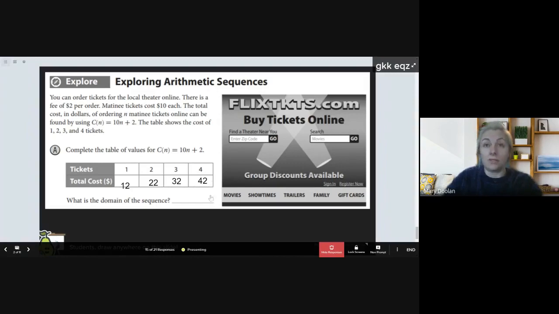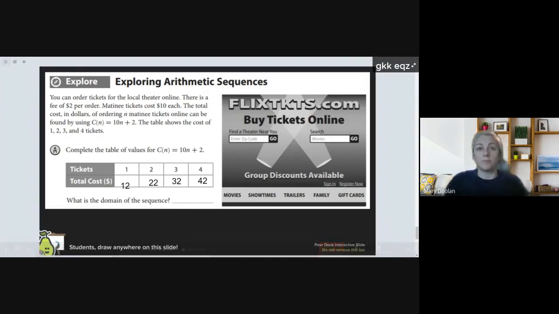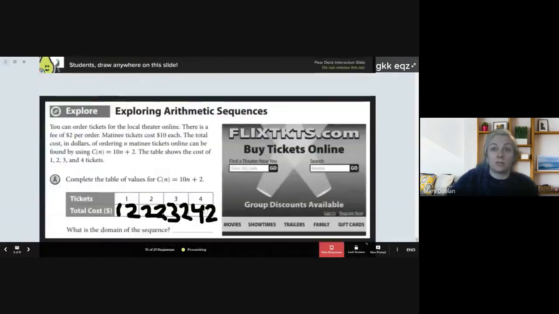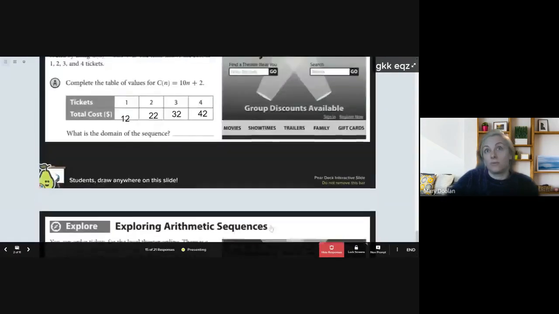And then the domain of the sequence. Remember, we talked about this on Monday when we're looking at the domain of a sequence, and that sequence is also a function. It's your inputs. So what were the values that represented the inputs? Which row was the inputs? Which row is the outputs? The domain, that's your inputs. So what were your inputs?